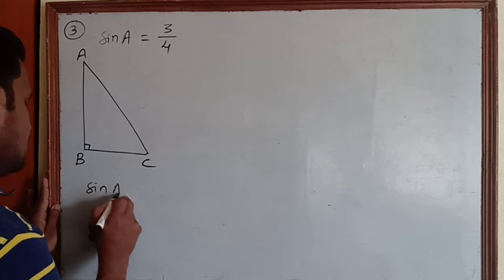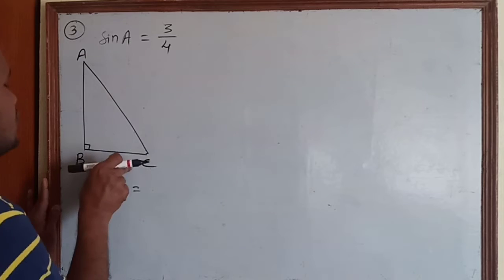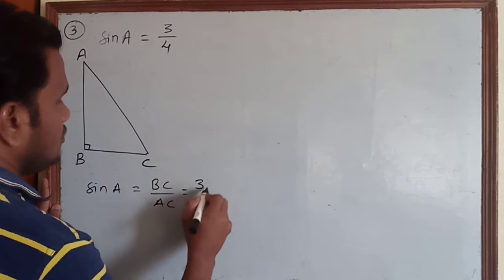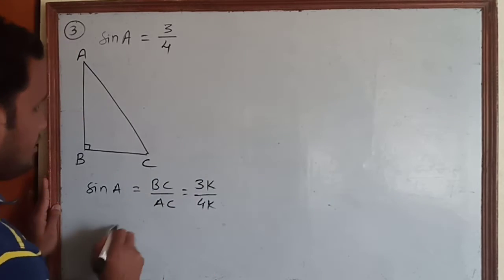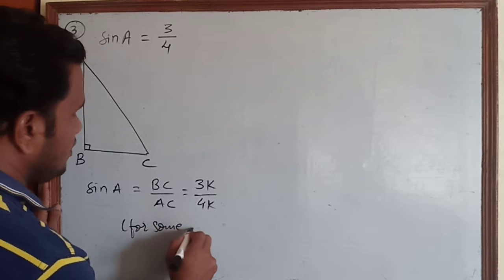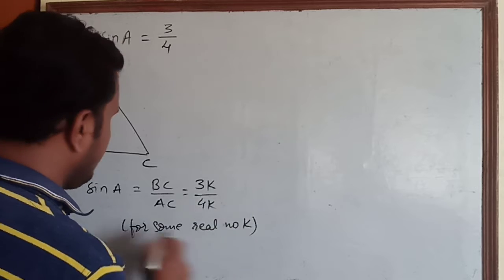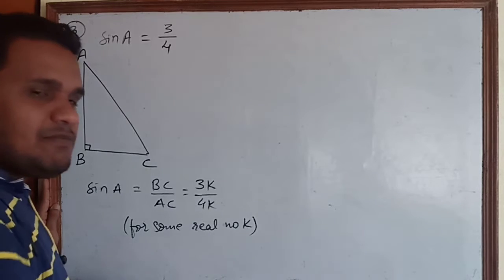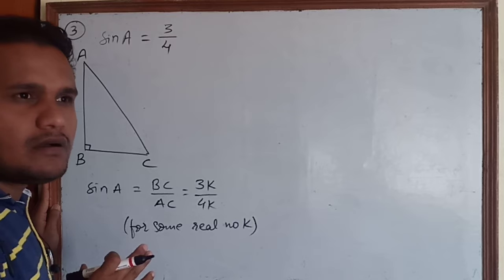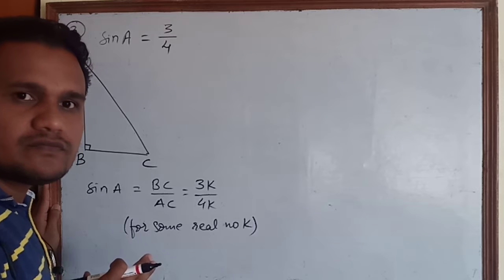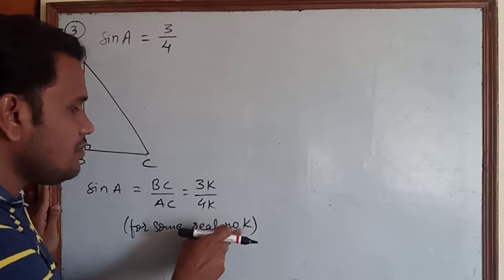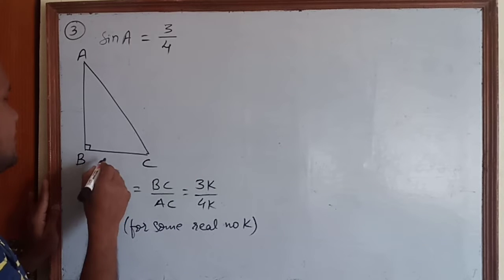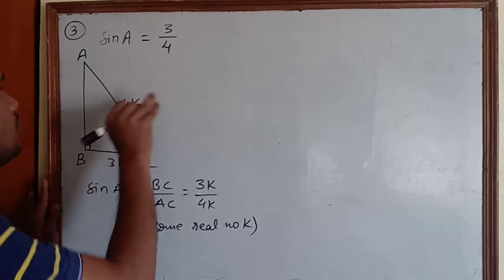Therefore, as we know, what is sin A? Opposite upon hypotenuse. Opposite BC, hypotenuse AC. So BC upon AC, so 3K upon 4K for some real number K. Now see, I am not going to explain you this procedure. We will take some common multiple. We did this type of thing while solving the questions of ratio proportion also. Do you remember this? It may be 1, 2, 3, any real number. So in this way, you got BC 3K, you got AC 4K.